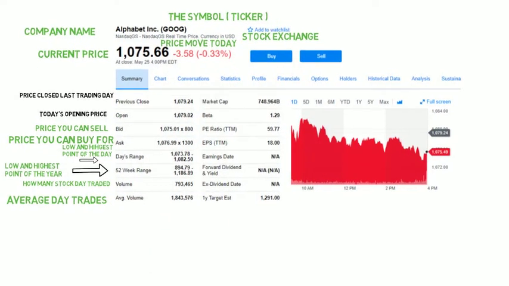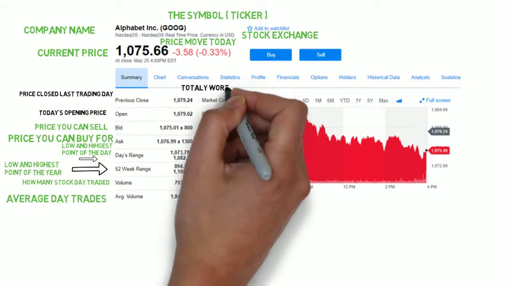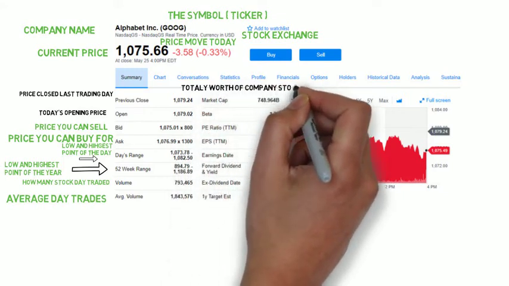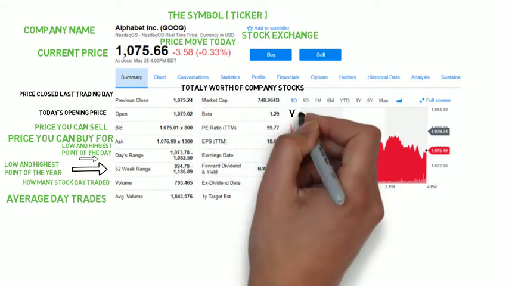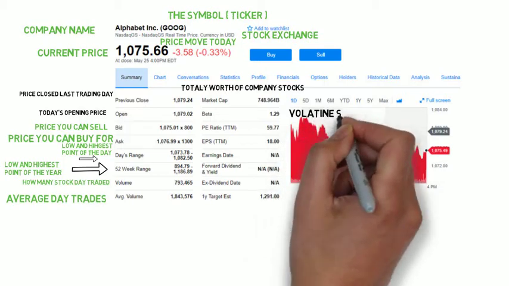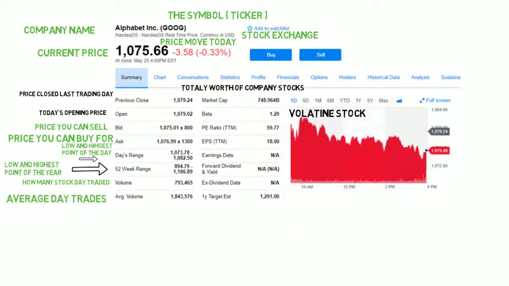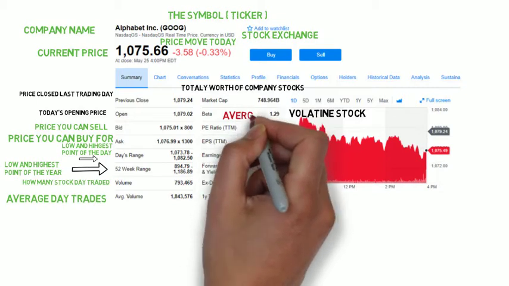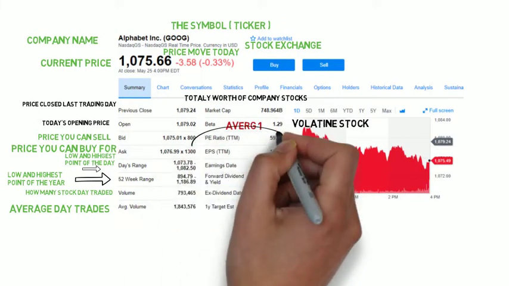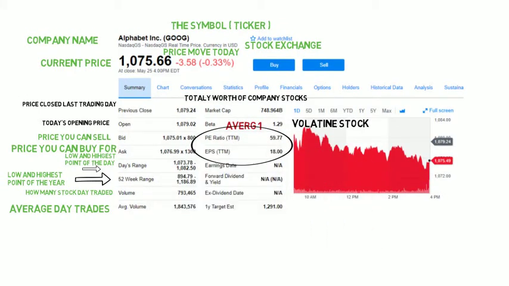Then we can see the market cap, so that's the total shares combined, 750 billion. Then the beta, where we can see the volatility of the stock. If it's under 1, it's very good, and above 1, it's very bad. Excuse me, guys. So above 1, it's very bad.